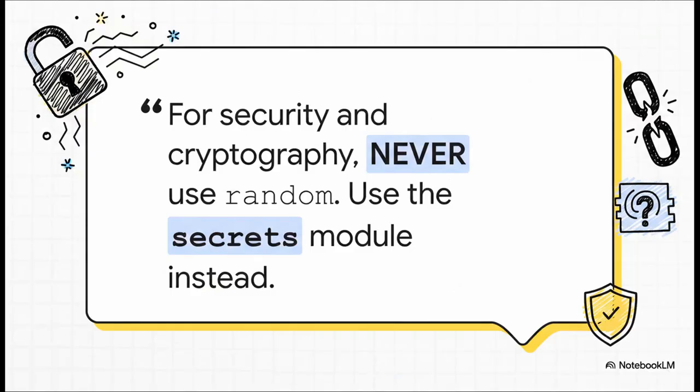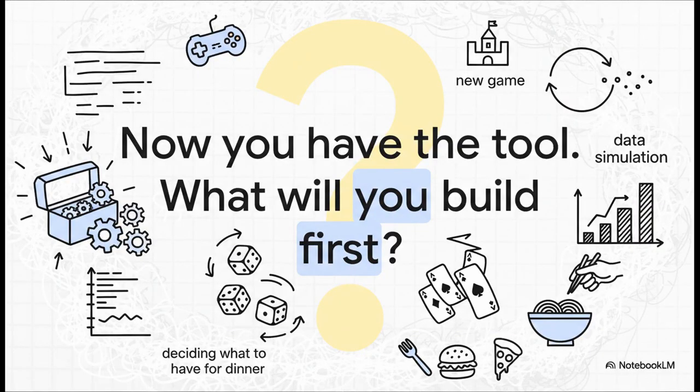And now for the big one. This is without a doubt the most important thing to remember from this whole explainer. Because the random module is predictable by design, it is absolutely, positively not secure enough for anything related to cryptography or security. Never, ever use it for real passwords or security tokens. For those mission-critical jobs, Python gives us a separate, much safer toolbox called the secrets module. Use that instead.